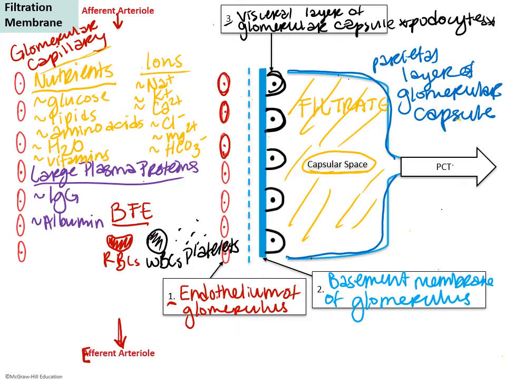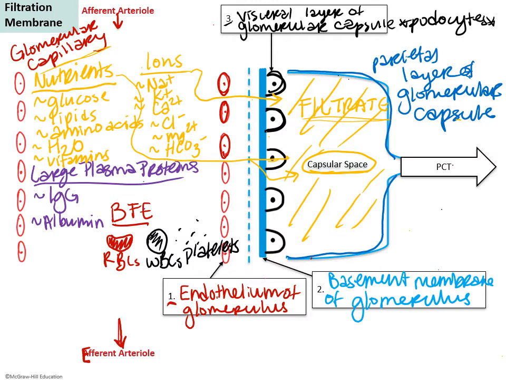So the reason why I have color-coded all these things the way I have is because everything that is this orange-yellow color, that's the same color as the filtrate, this is going to be the stuff that is allowed to pass through this filtration membrane. So all of these ions can make their way through. All of these nutrients can make their way through.